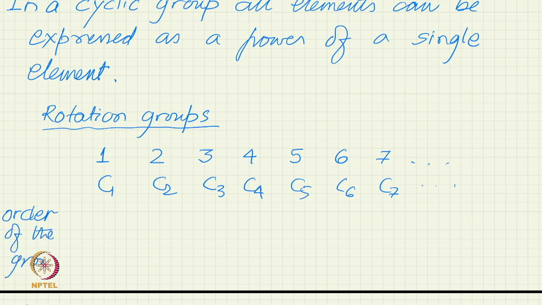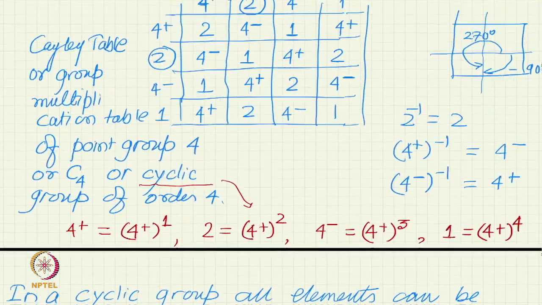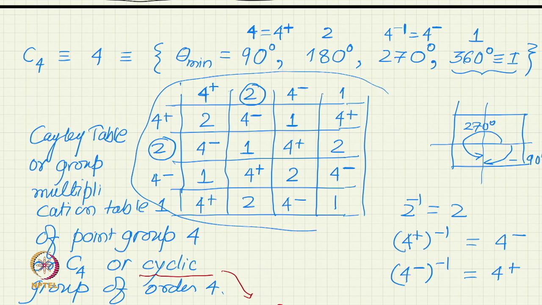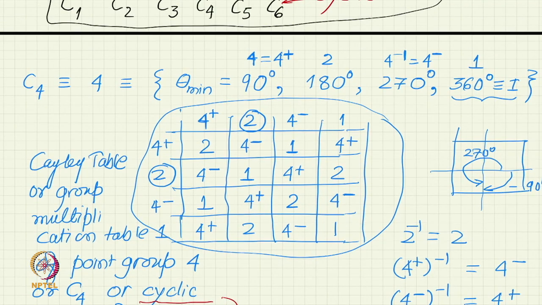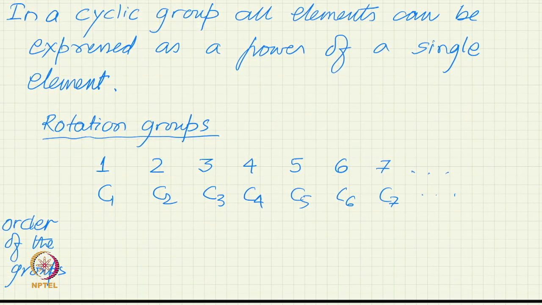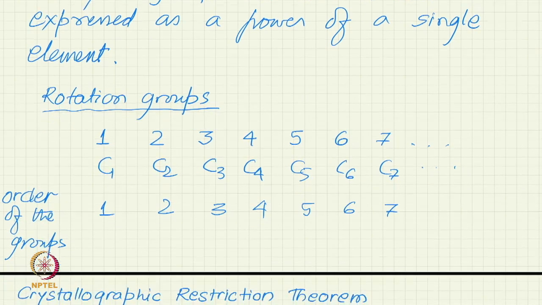So, how many rotations? Group 4 had the 4 rotations, 4 plus 2, 4 minus and 1, or 90, 180, 270 and 360 if you so wish. So that is the order. So order is the same number. So Hermann-Mauguin notation of these groups are just the order of their group. The subscript in Schoenflies is again the order of the group.